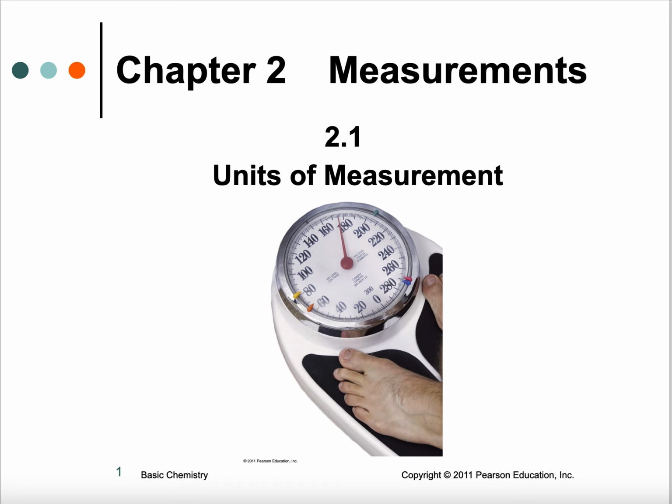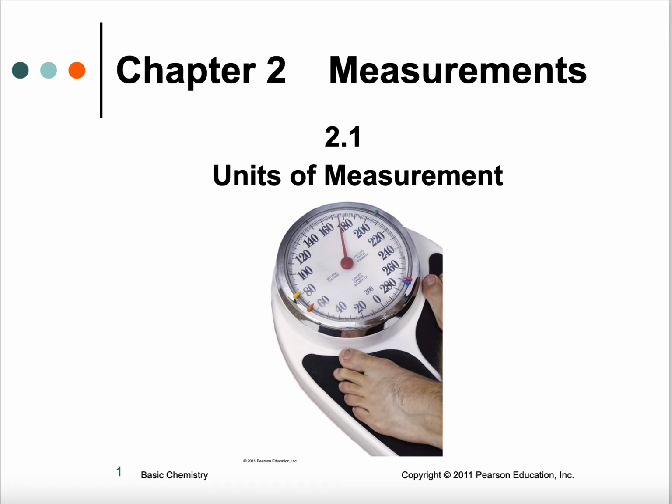This is chapter 2.1 on units of measurement. So if you're going to study any science, you're going to do measurements. And then those measurements are going to be used in order to find out what you are looking at. You need to know if something has changed in order to understand what's going on.